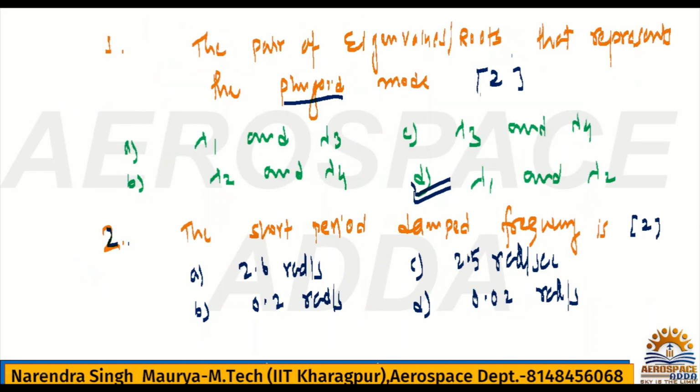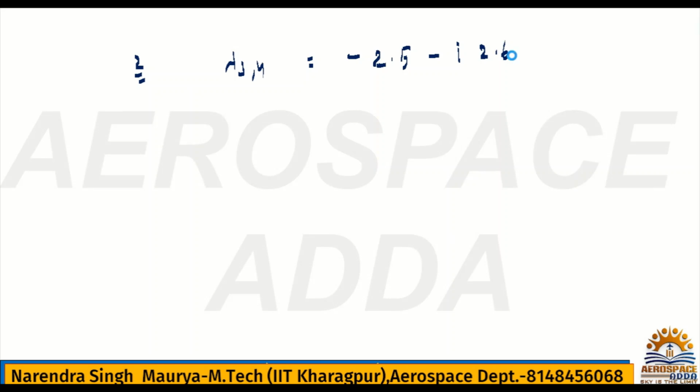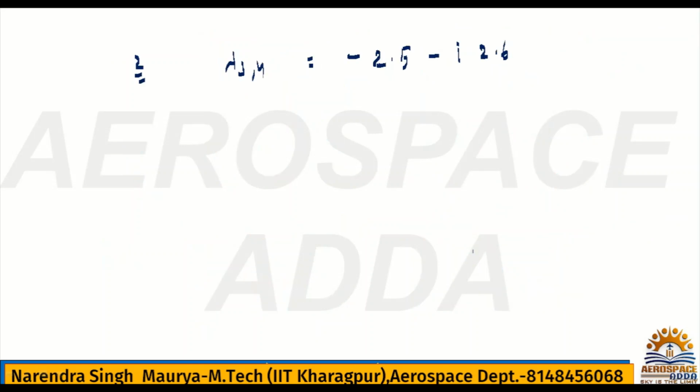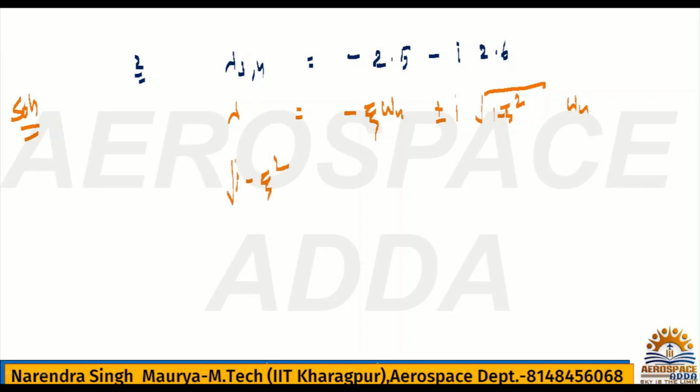All right. Now, if you want to calculate the value of damped frequency, they are saying in radian per second. So, how to solve this? It's very simple. You have to compare. Now, this is the solution for this problem. Lambda is nothing but minus xi omega n plus minus root of 1 minus xi square omega n i. And I told you, root of 1 minus xi square times omega n is nothing but omega d, which is the damping frequency.